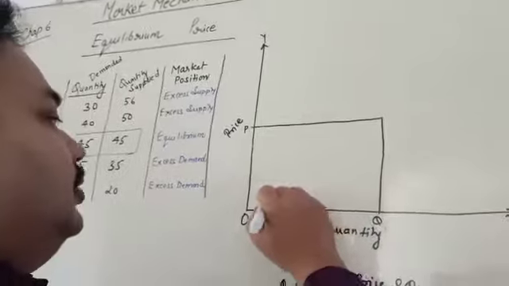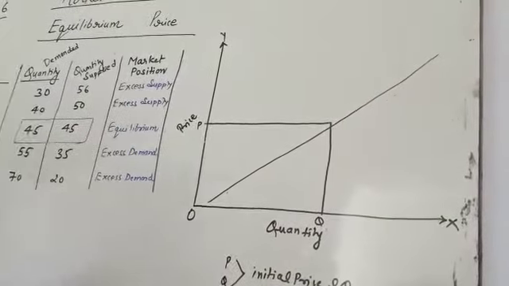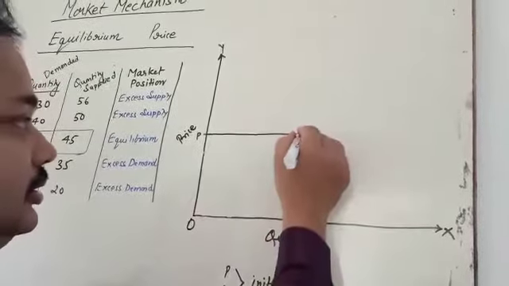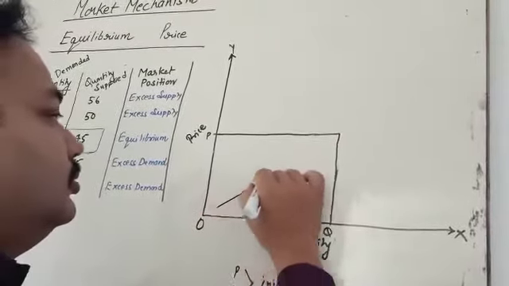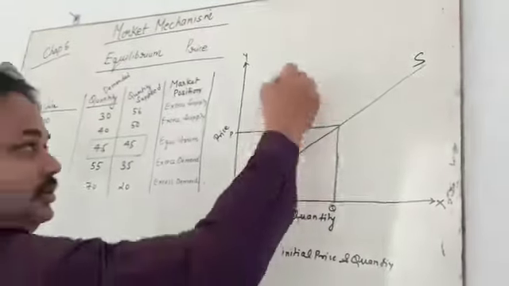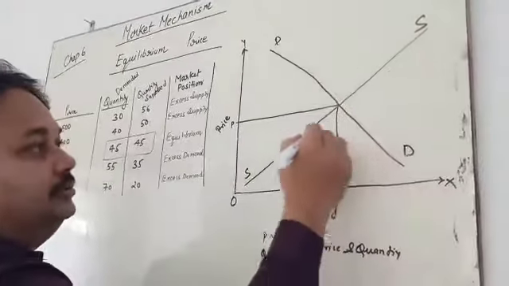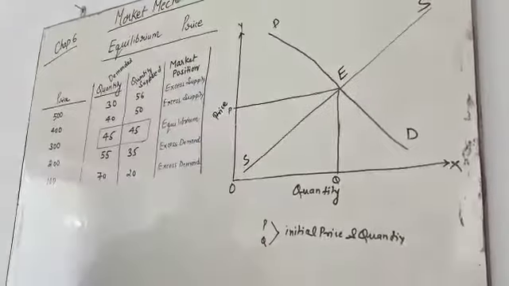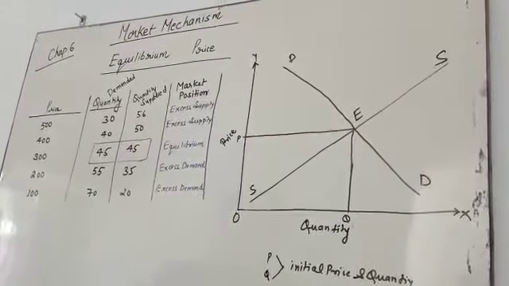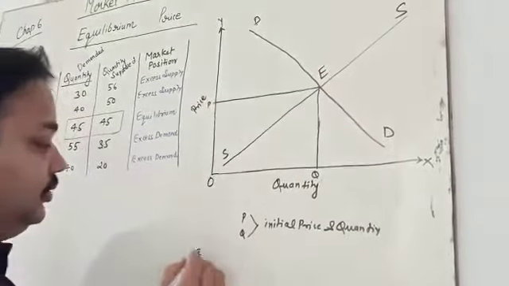So what is the equilibrium position? At this position I am going to draw. This is your supply curve, and here the demand curve moves. It is a demand curve. So this position is called equilibrium. Equilibrium is the position where quantity demanded equals quantity supplied. This is called the equilibrium price.